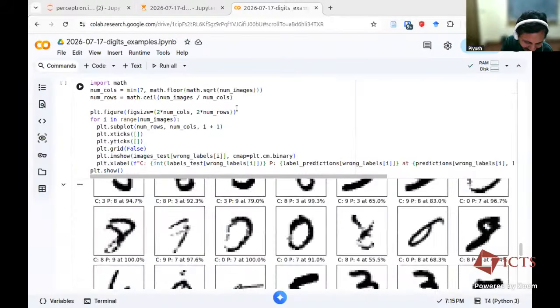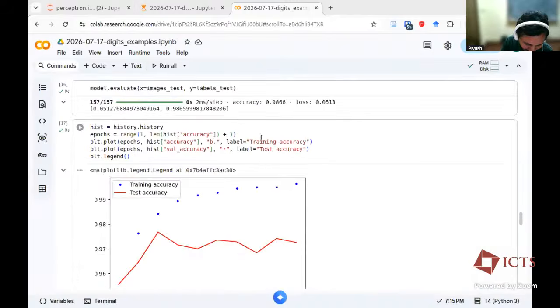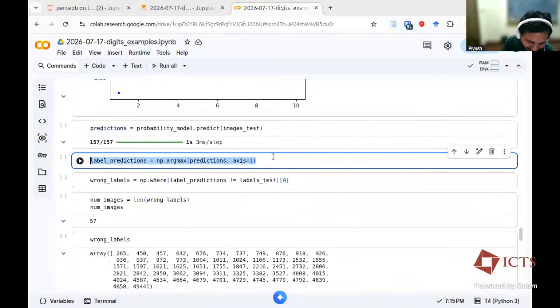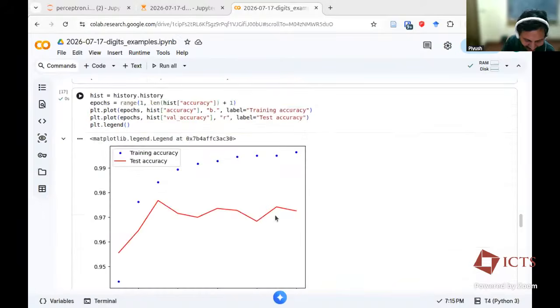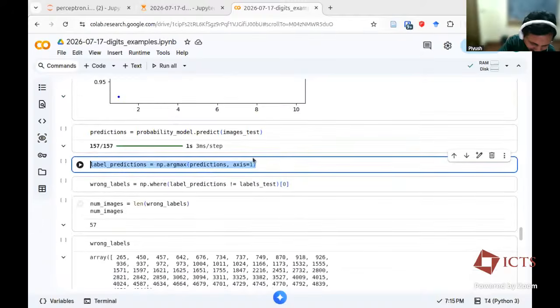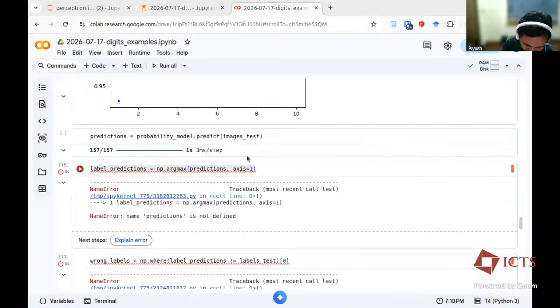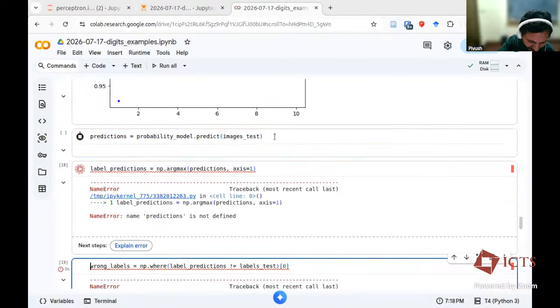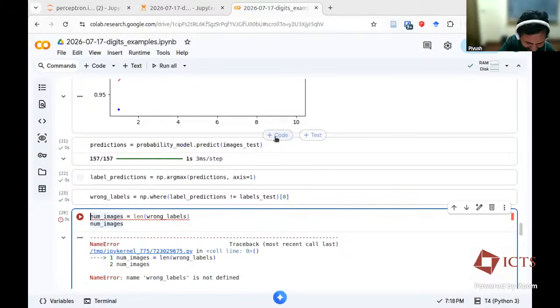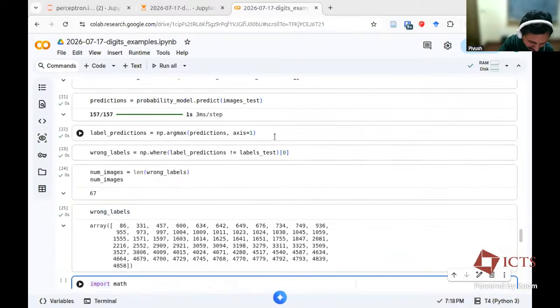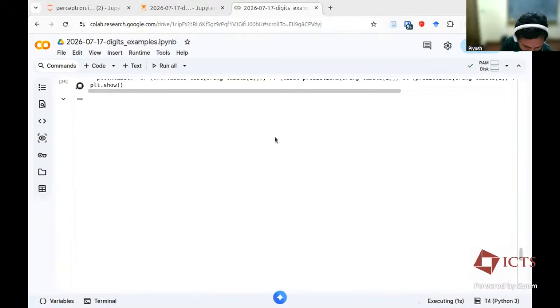But let's look at some pictures of what kind of things the model gets wrong, because its accuracy is actually pretty high. Even on the test data, it's like 97%. That's a very good score for something that trained within a few minutes. And it got 67 of these things wrong. So let's see what these wrong ones look like.